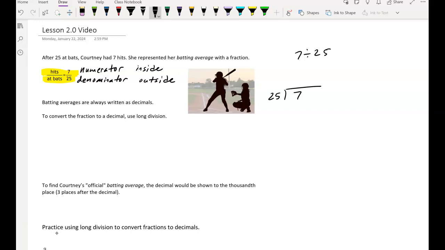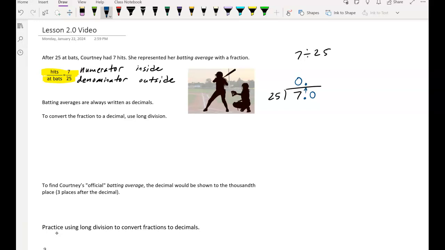Okay. Now, first of all, 25. How many times will 25 go into 7? Well, it won't. It goes in 0 times. So, we're going to put 0 up here, and we're going to put a decimal after the 7 and a 0, and we're going to bring that decimal straight up. Always bring the decimal straight up.